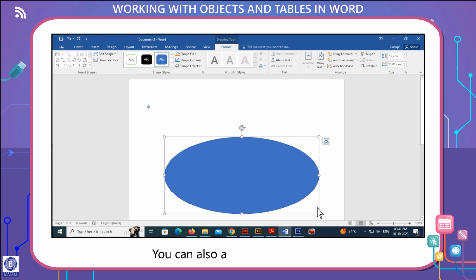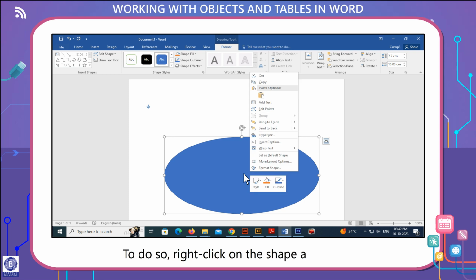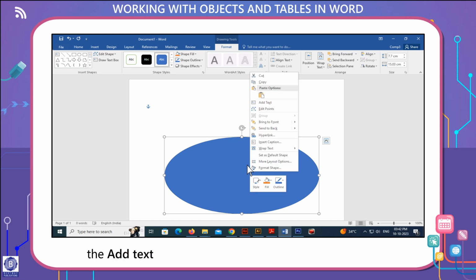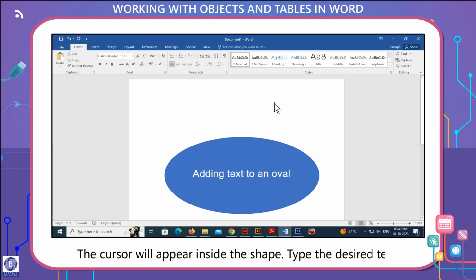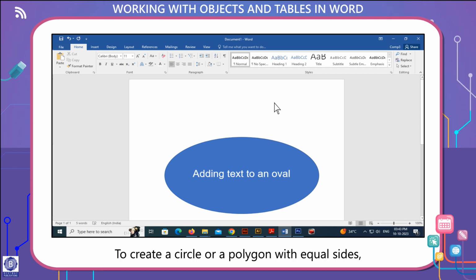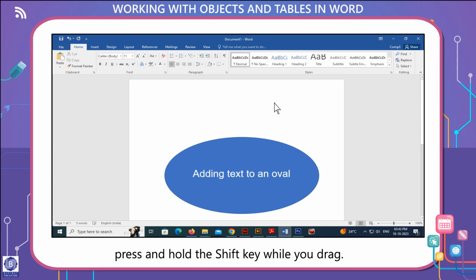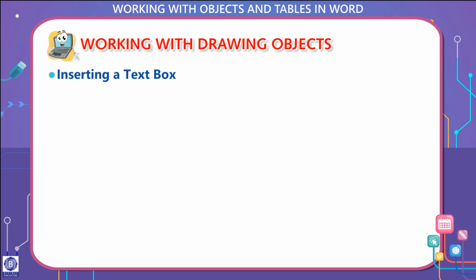You can also add text to a shape. To do so, right-click on the shape and select the Add Text option from the shortcut menu that appears. The cursor will appear inside the shape. Type the desired text. Note: to create a circle or a polygon with equal sides, press and hold the Shift key while you drag.